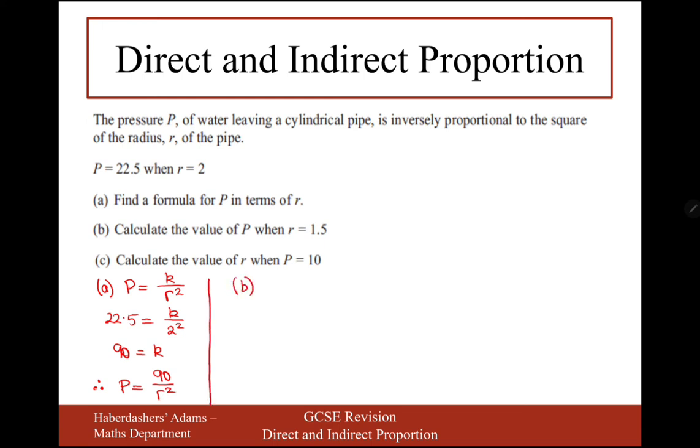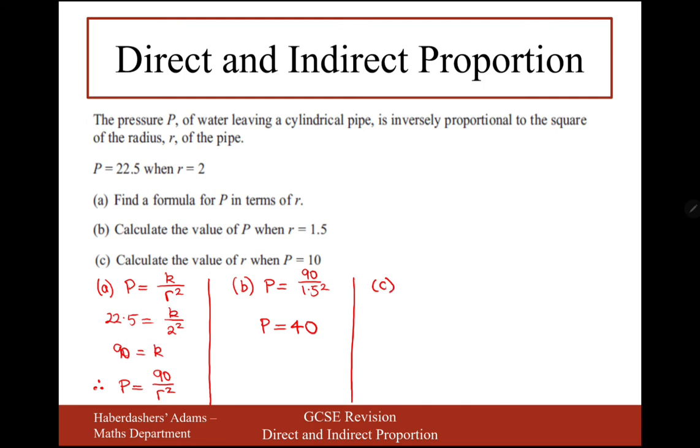Moving on to part B, calculate the value of P when R is 1.5. So P equals 90 divided by 1.5 squared. And I'll just substitute that straight into the calculator. 90 divided by brackets, 1.5 squared, close brackets, and I get 40. 40 is the answer for P there, and we haven't got any units there.